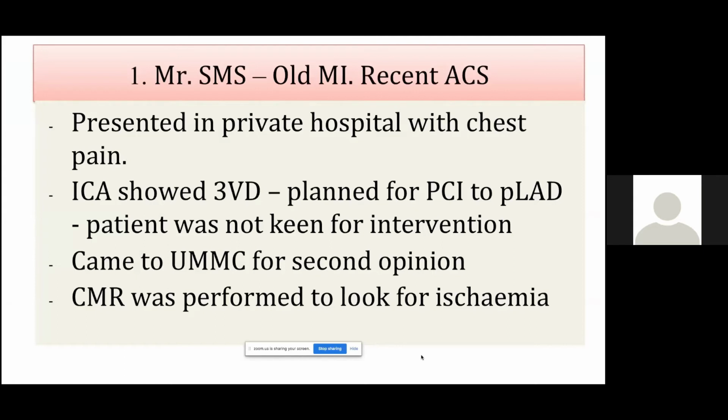So the first one, Mr. SMS, presented in a private hospital with chest pain. The angio showed triple vessel disease. He was planned for PCI to the proximal LAD, but the patient was not keen on another intervention. He came to our hospital to seek a second opinion, and the referring cardiologist decided that we should look for evidence of ischemia.